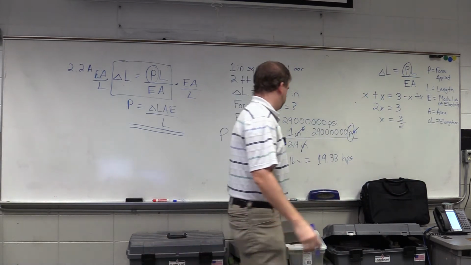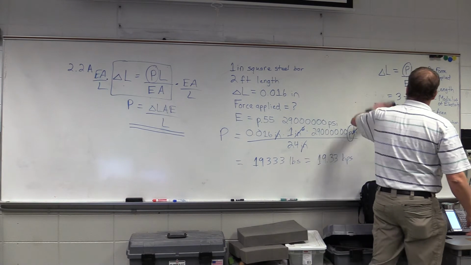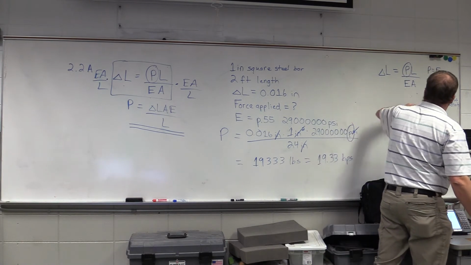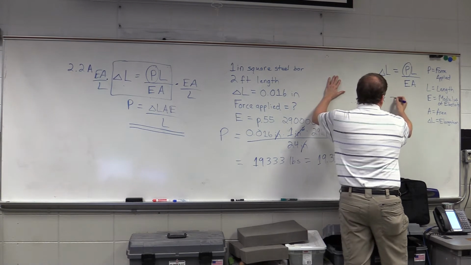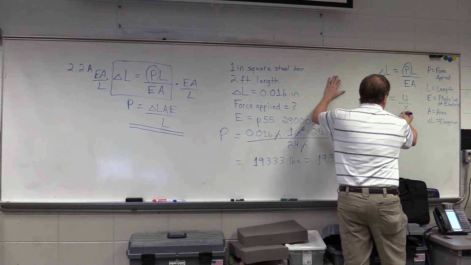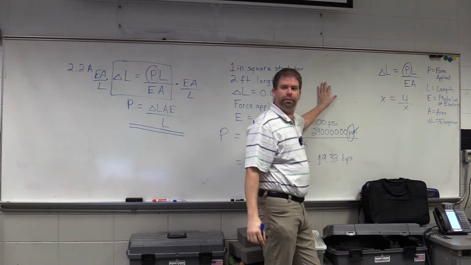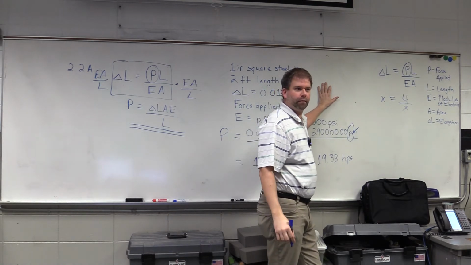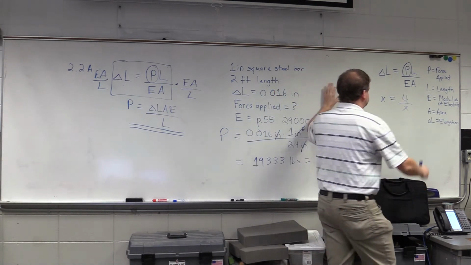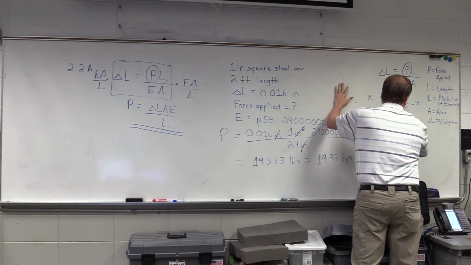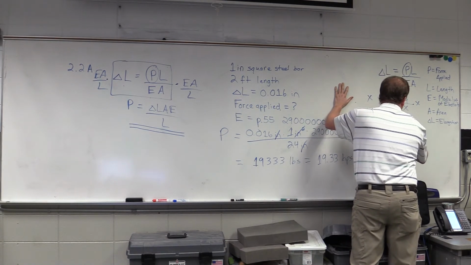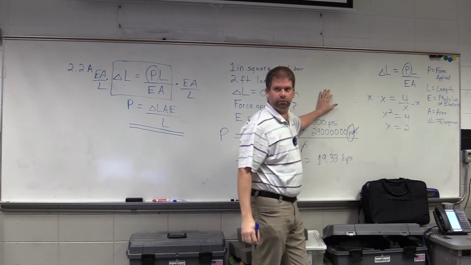What we're doing instead is we're moving things around with division and addition. So if I instead said x equals 4 over x, what would you do? Multiply both sides by x, right? X squared equals 4, so x equals 2. Okay?